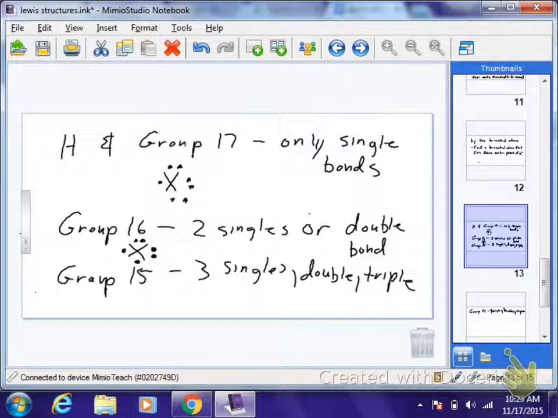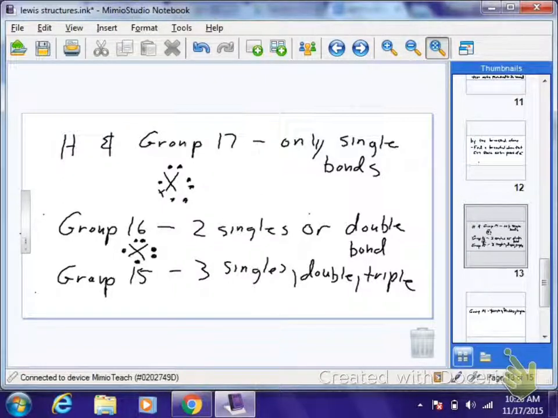So these atoms, some of them can share extra, some of them can't, and these are the ones that can share extra. Hydrogen and group 17 elements can only share single bonds. They can only share one time. If you look at group 16, it has 2 spots that can be shared. So group 16 can form a double bond. Because when you write out the structure, group 17 has one spot it can share, right here. That's the only place it can share.